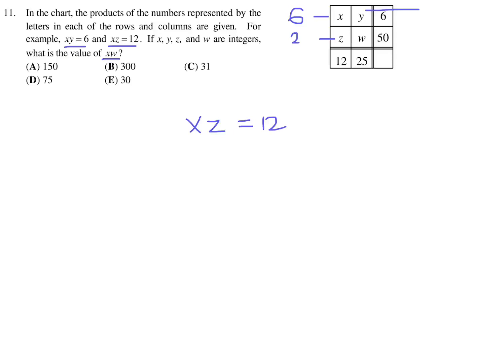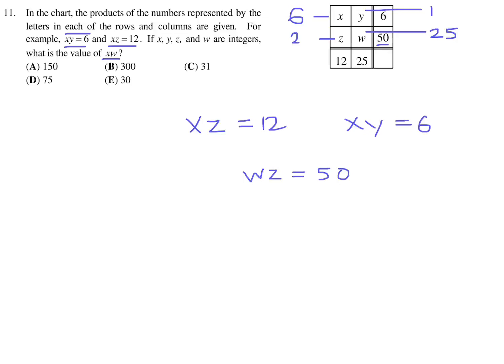Now, on this side here, if xy is equal to 6, which is what they gave you here, and we've already put x as 6, then y must be 1. And for w, zw right here, or wz, is equal to 50, because the products are what these numbers represent. So z we've already said is 2, so w must be 25.